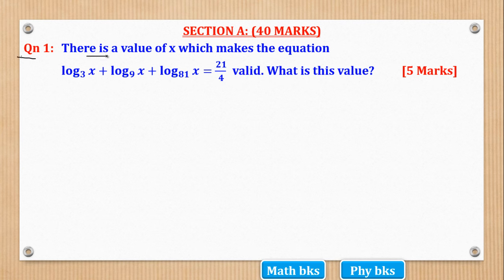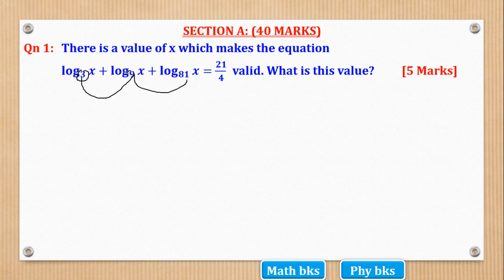Question one says, there is a value of x which makes this equation valid. What is this value? In other words, this is another way of saying solve for x. In O level, you would say solve for x. The first thing to realize is that the bases are different. When the bases are different, before you add the logarithms, you first have to put everything on the same base, and it is advisable that you look for the smallest base.